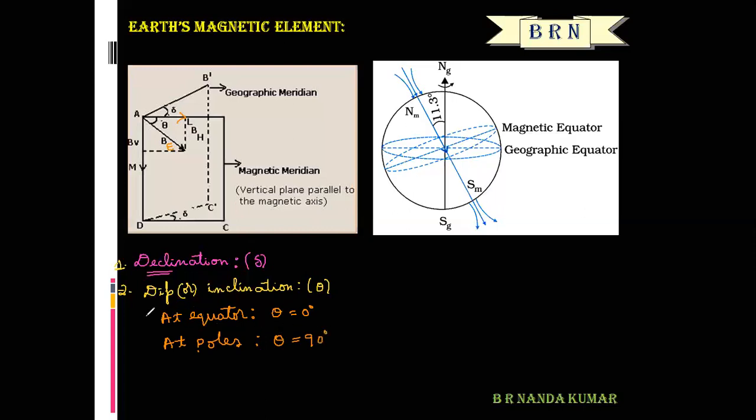Dip is maximum at poles, minimum at equator, and this is very important to mark. At which place is dip maximum? Poles. At which place is dip minimum? At equator. What is the value of dip at equator? 0. What is the value of dip at poles? 90 degrees. What is the meaning of dip or inclination? The angle made by Earth's magnetic field with the horizontal contained in the magnetic meridian.